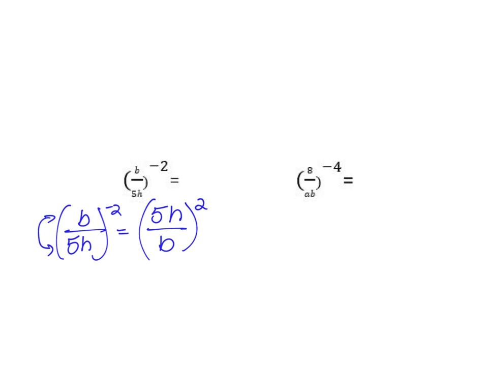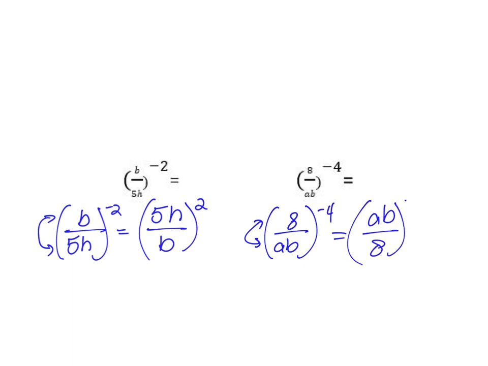We're going to do the same thing here. So I have 8 over AB, and that is all to the negative 4. So I'm going to flip the whole thing. So this becomes AB over 8, all to the 4th power.